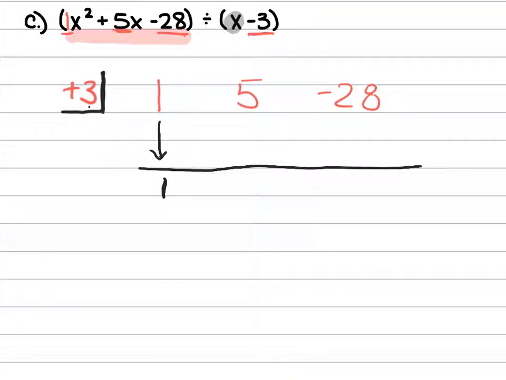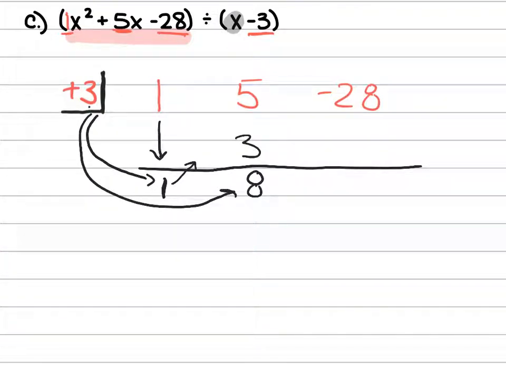And now comes the multiplication part. 3 times 1 gives me what? 3. Add the next column together. 5 and 3? 3 times 8 gives me?